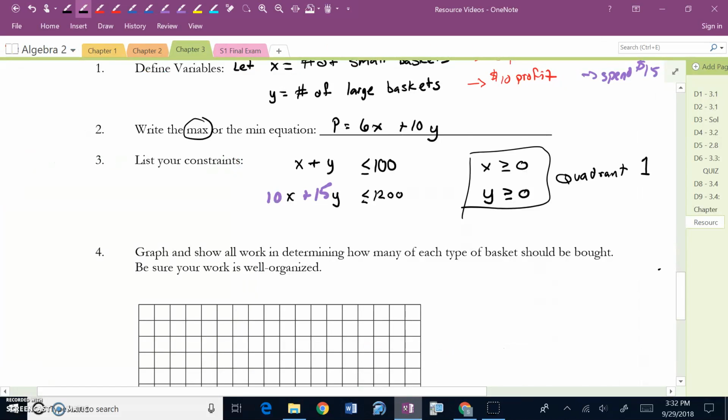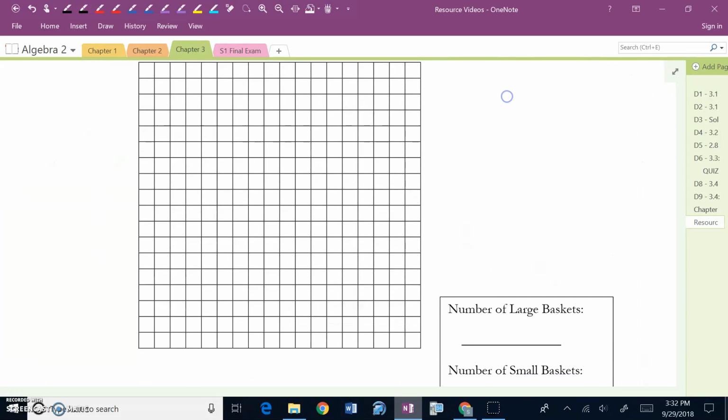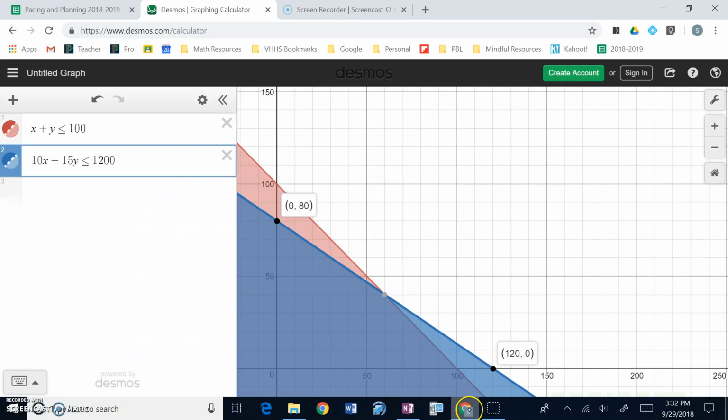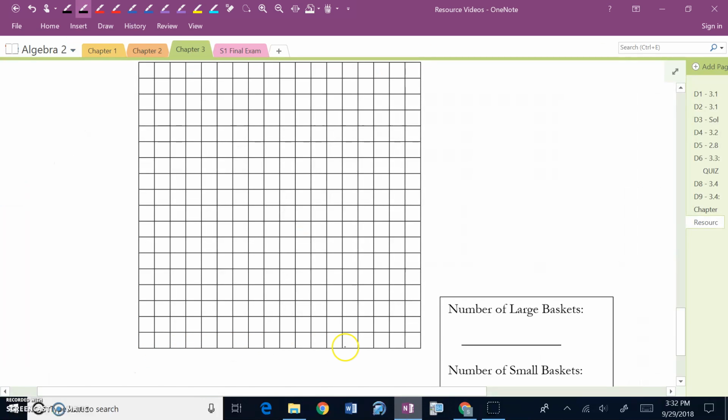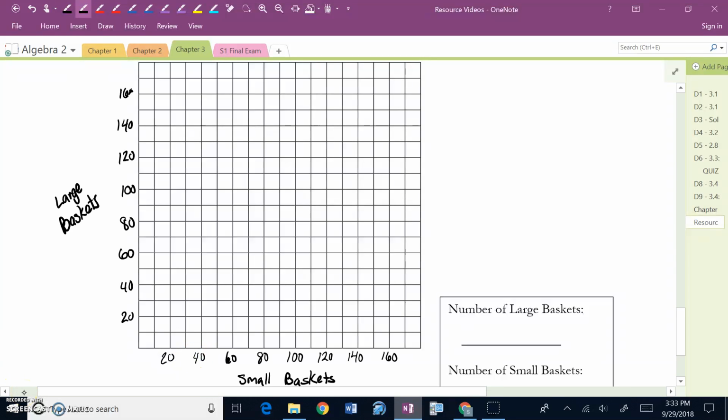So here I can figure out what I want to count by. I know I have to get to 120 and I have to get to 80. My other line is at 100 and at 100. Well, that to me screams count by tens. Okay, so on here, I'm going to make each value worth 10. 10 and 20, 30 and 40 and so on. So now I've been able to figure out my scale by using Desmos.